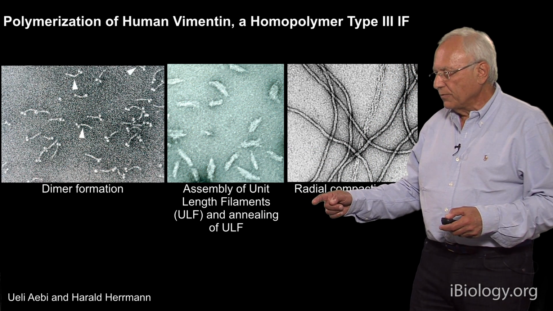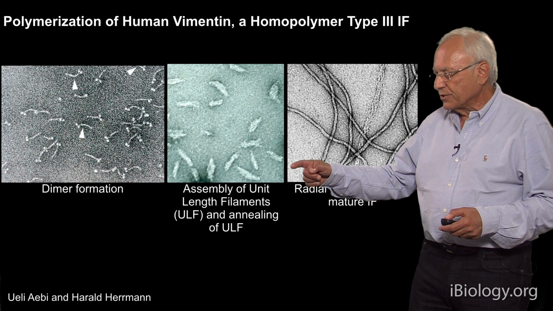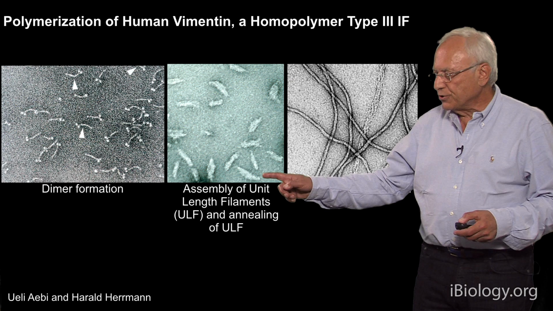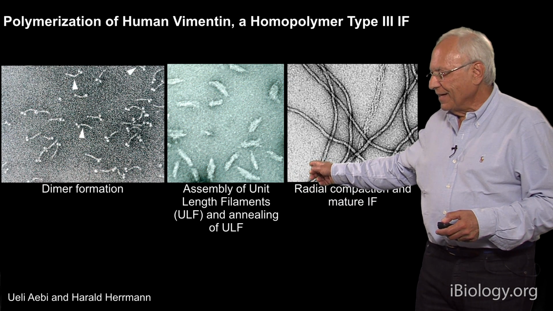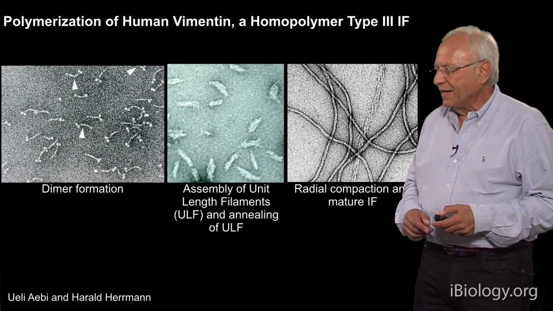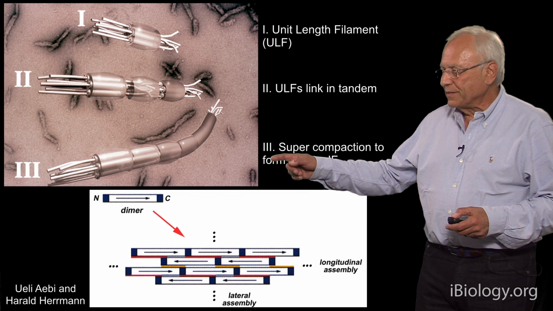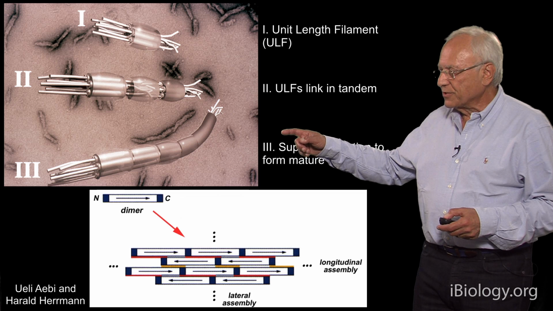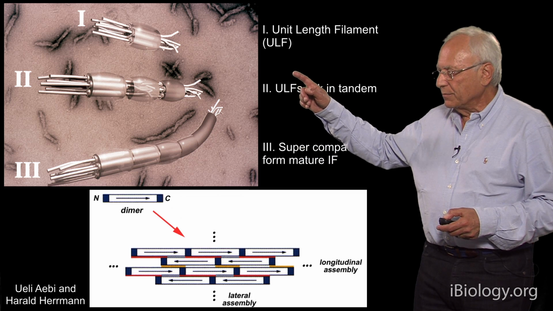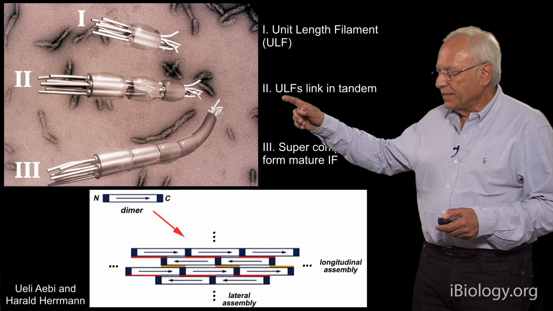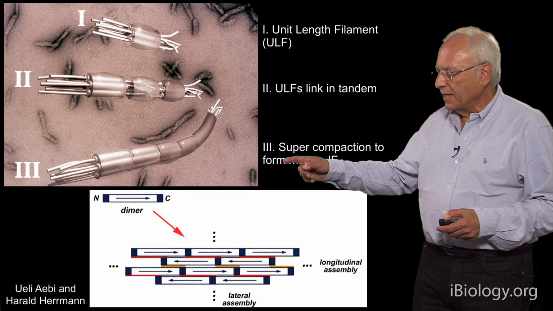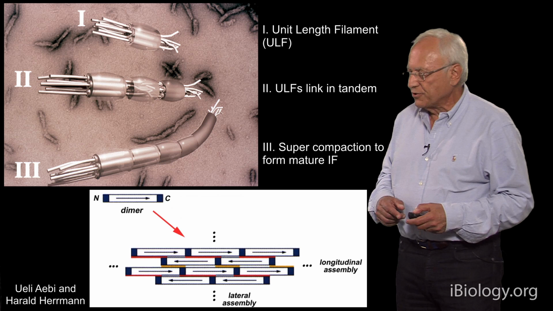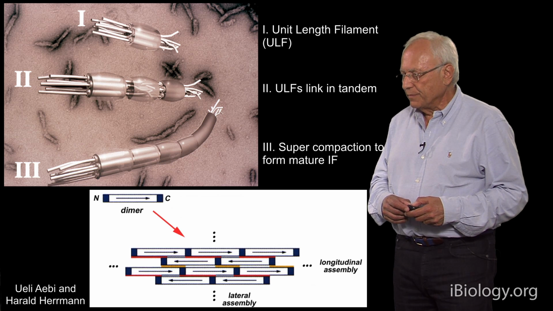And then finally, once you get long linkages of ULF, you go through a radial compaction, which you can see in the last panel here. And it can be seen in an even more schematic way in this next slide, where you have unit length filaments interacting with each other, linking in tandem to form longer and longer intermediate filaments, which then go through a super compaction to form mature intermediate filaments.